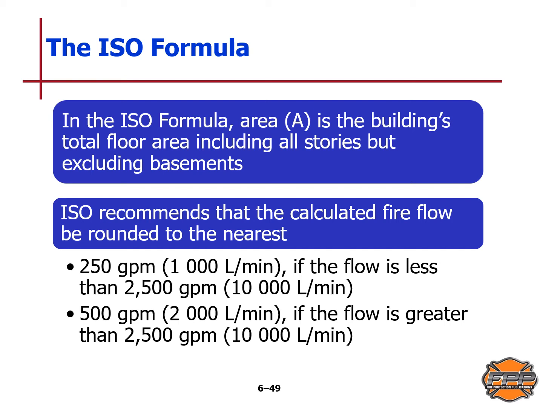In the ISO formula, area, which is A, is the building's total floor area, including all stories, but excluding basements. ISO recommends the calculated fire flow be rounded to the nearest 250 gallons per minute or 1,000 liters per minute if the flow is less than 2,500 gallons per minute or 10,000 liters per minute, and 500 gallons per minute or 2,000 liters per minute if the flow is greater than 2,500 gallons per minute or 10,000 liters per minute.